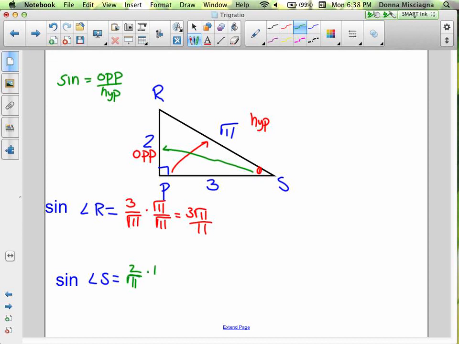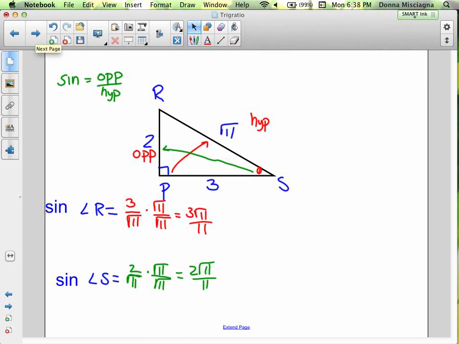And now we'll rationalize that, multiply it by the square root of 11 over the square root of 11, and that gives us 2 square roots of 11 over 11. And interestingly, the cosine ratio for angle R was the same as the sine ratio for angle S. Hope you find that interesting. I did. All right, so let's do a few more problems.